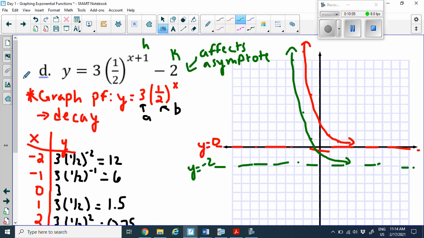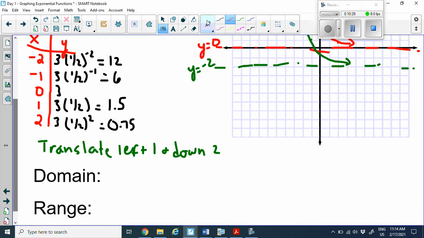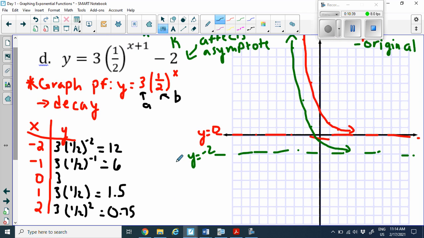Okay. Now, what we're going to do is find the domain and range of the original problem. I'll go ahead and do my legend here. So we said the green is the original. And then our red was the parent function. There we go. So we know the domain for every single exponential is negative infinity to positive infinity.